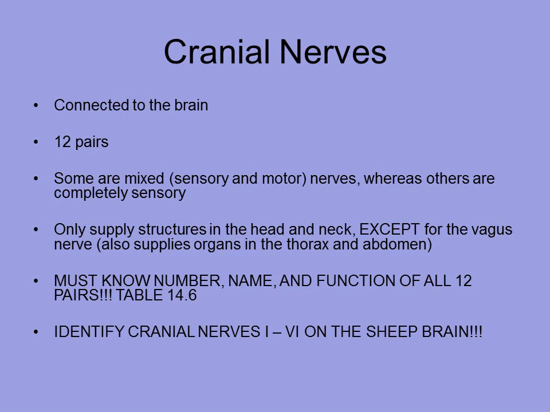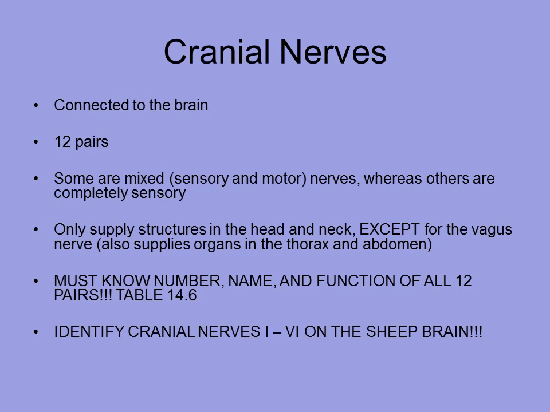I said there's 12 pairs of them. Some of them contain just sensory information, meaning it's just bringing information to the brain itself. Some of them are mixed, meaning they have both sensory and motor nerves. So some of the nerves are bringing the information towards the brain, and some are sending that motor information away from the brain for the response. With the cranial nerves, 11 of the pairs are innervating or receiving stimuli from structures in the head and the neck. There's only one, the vagus nerve, which actually extends down to the thorax and the abdomen.